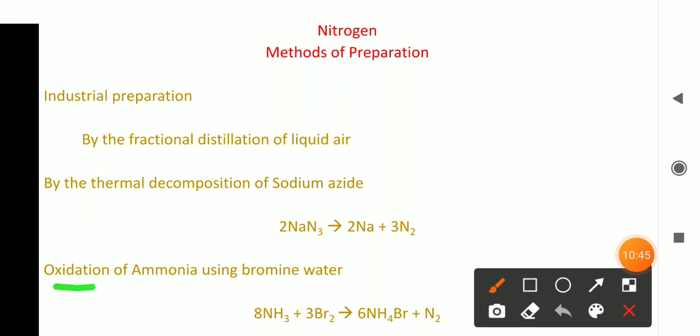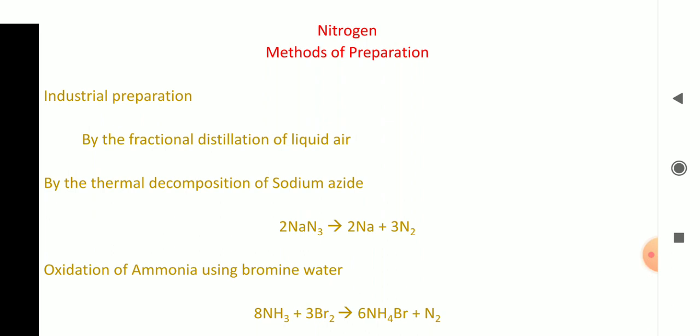Then come to the third method of preparation. In the third method, what is taken? Oxidation of ammonia, and here the oxidizing agent is bromine water. What is the formula for ammonia? NH3 is the formula for ammonia. When NH3 is oxidized using bromine water, there are two products we get. They are ammonium bromide and molecular nitrogen, NH4Br and N2. So these are the three methods given in your textbook for the preparation of nitrogen. The first one is fractional distillation of liquid air. It is followed in industries. Then second one is thermal decomposition of sodium azide. And finally the oxidation of ammonia using bromine water.